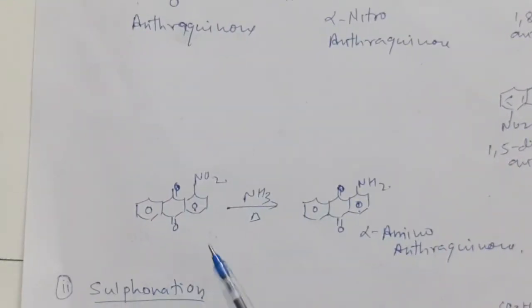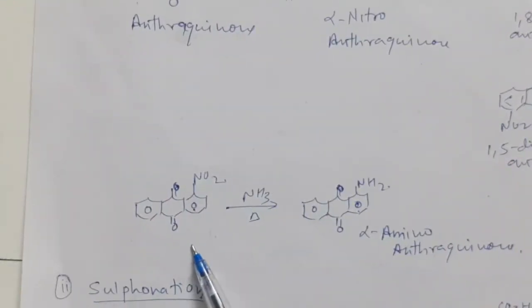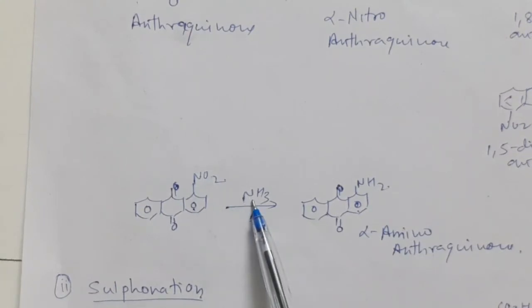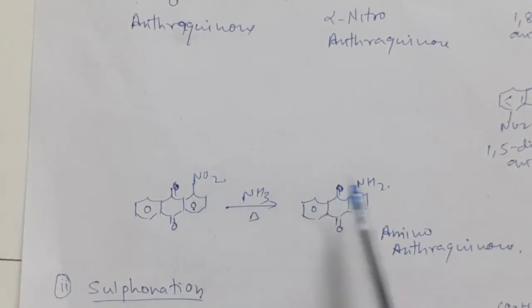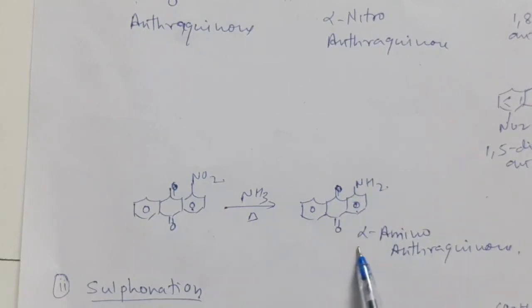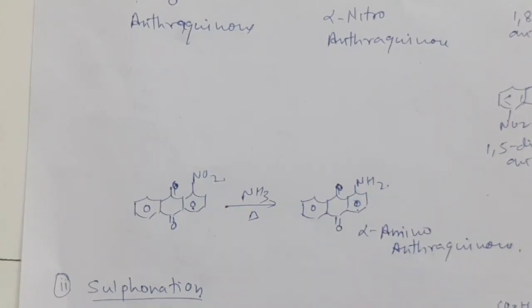The alpha-nitroanthraquinone also gives alpha-aminoanthraquinone by the reaction of alpha-nitroanthraquinone with ammonia. The NO2 group is reduced to the NH2 group easily, and alpha-aminoanthraquinone is obtained.